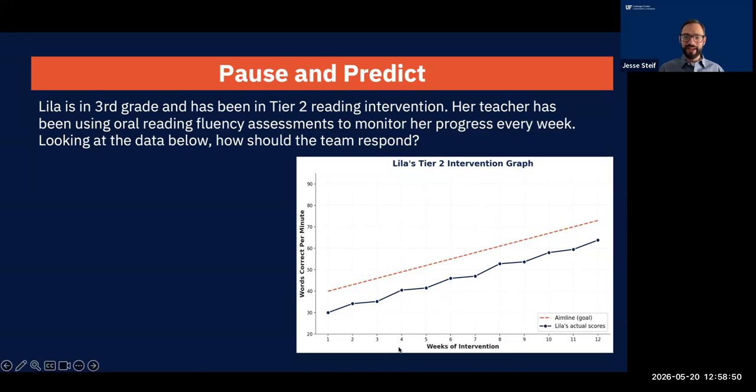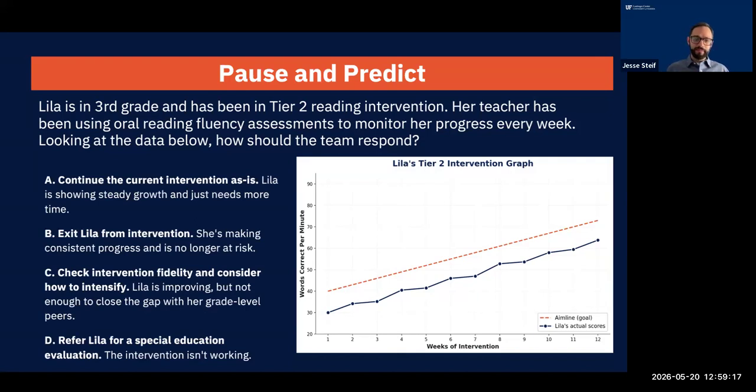The aim line is her goal line. We've set a goal for her to be reading at a little bit above 70 words per minute there, and that aim line tracks the progress that we would expect to see if she were responding at an accelerated rate. So we want to know how the team should respond to this.